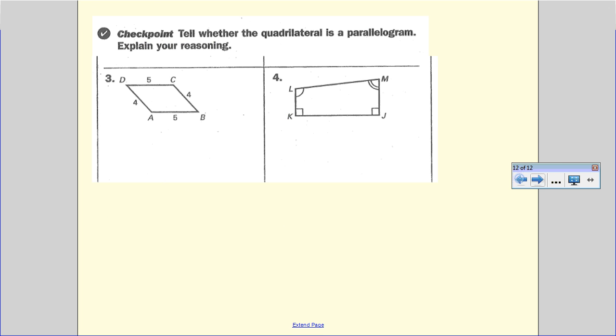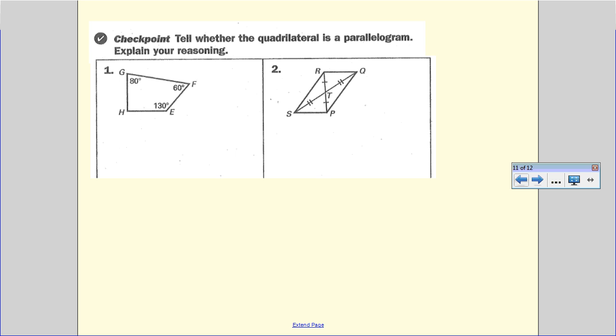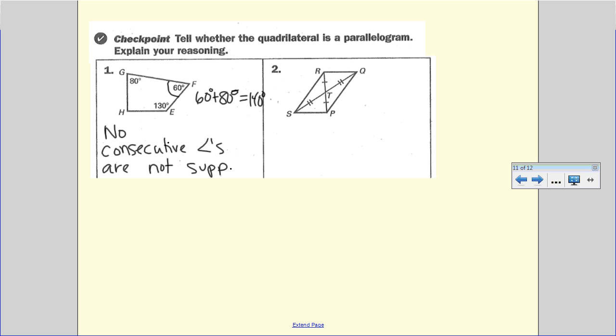So let's take a look at the checkpoints. I've got 3 given angles, so tell whether or not it's a parallelogram. Well, when I look at this, I'm going to look at 60, because 60 is in the middle, and 60 plus 80 equals 140, which is not supplementary, so it's no. Consecutive angles are not supplements. So once again, there's our explain. You've got your explanation, your reasoning.